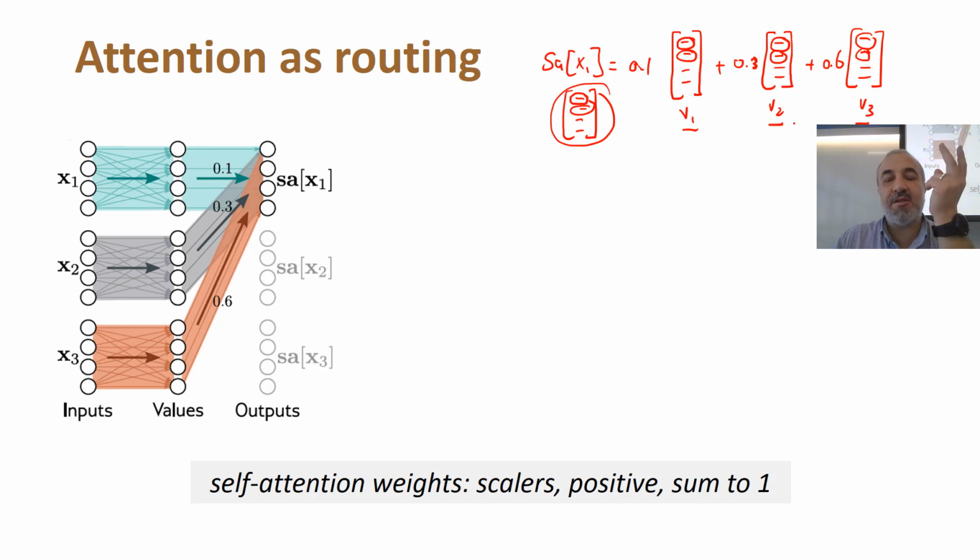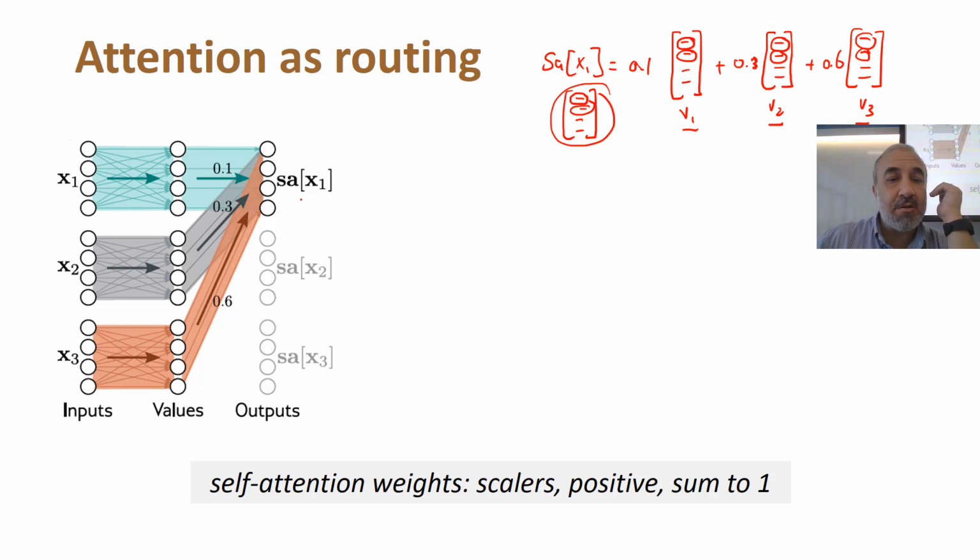Okay, notice 2 things here. The weights, the values of the self-attention weights, are positive and sum to 1. Which is intuitive, right? We want to get a mix of all the words. And that mix should add to 1, so that the values don't explode. Okay, is that clear?